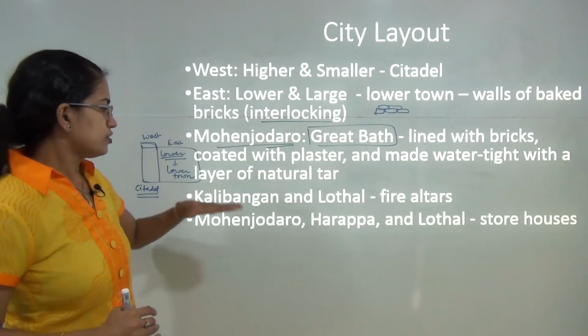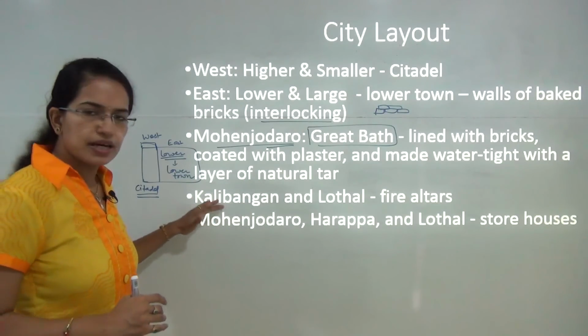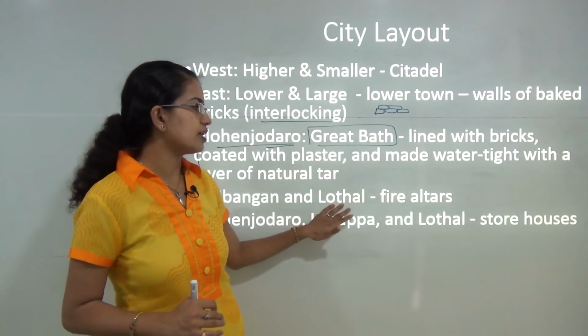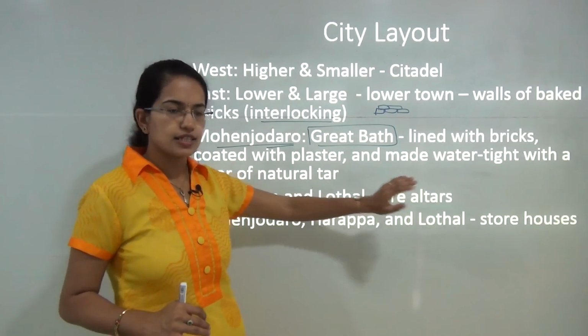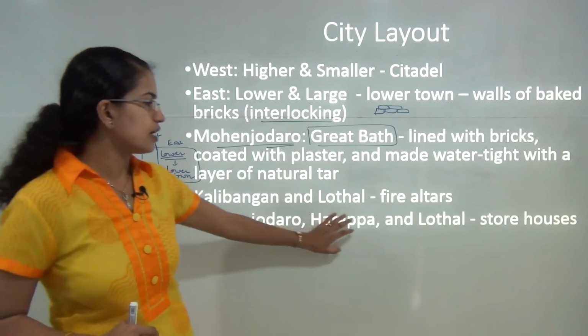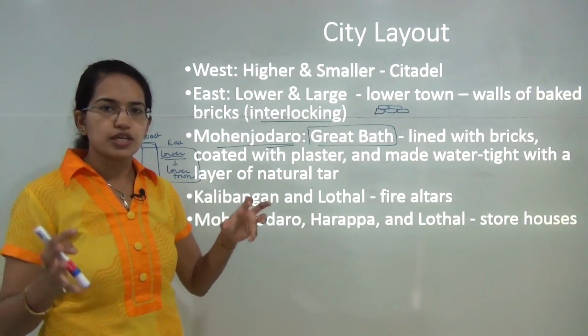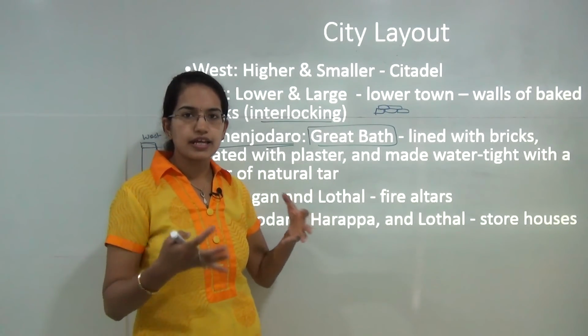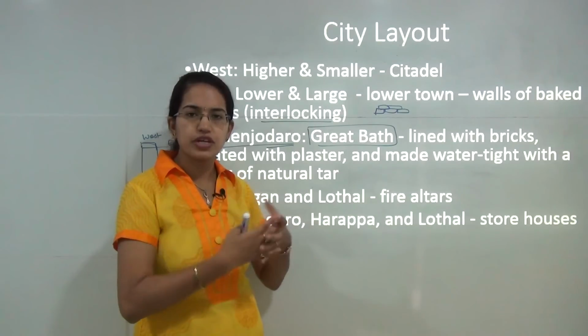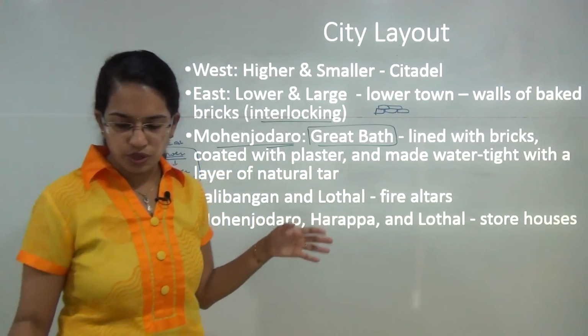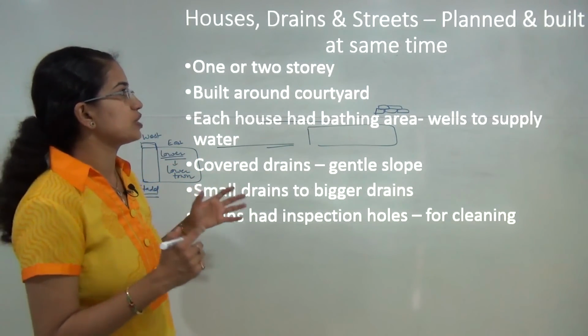Now, you had remains in Kalibangan in Rajasthan and Lothal in Gujarat, where fire altars were seen, and Mohenjo-daro, Harappa and Lothal are known for their storehouses. They used to keep stores of grains in the form of wheat and barley in the storehouses. So they had unique storehouses.